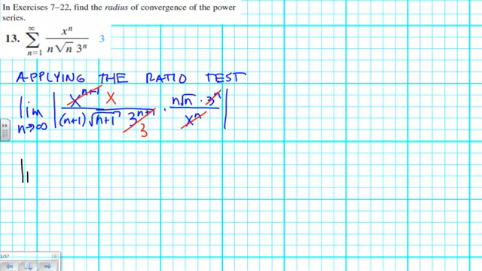That leaves us a new limit. The limit as n approaches infinity of the absolute value of x over 3, and then I'm going to put all the n stuff together: n root n over n plus 1 times root n plus 1.